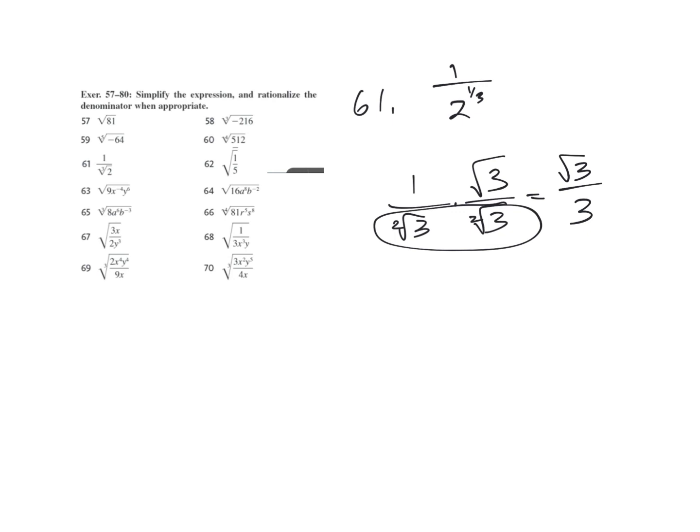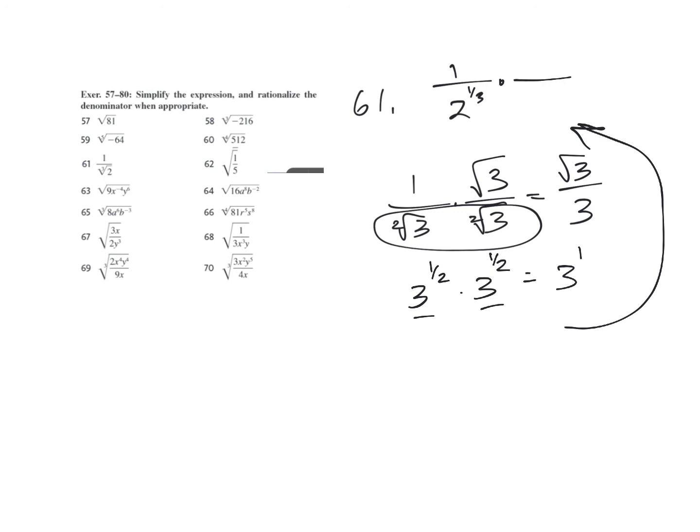So let's go up here. The whole point is, let's bring that back for a second. Alright, so look at the denominators here. If we put these as fractional exponents, this would be 3 to the 1/2 power times the other one, 3 to the 1/2 power. What happens when you multiply like bases? You keep the base and add the exponents. 1/2 plus 1/2 is 1. That's why this works.